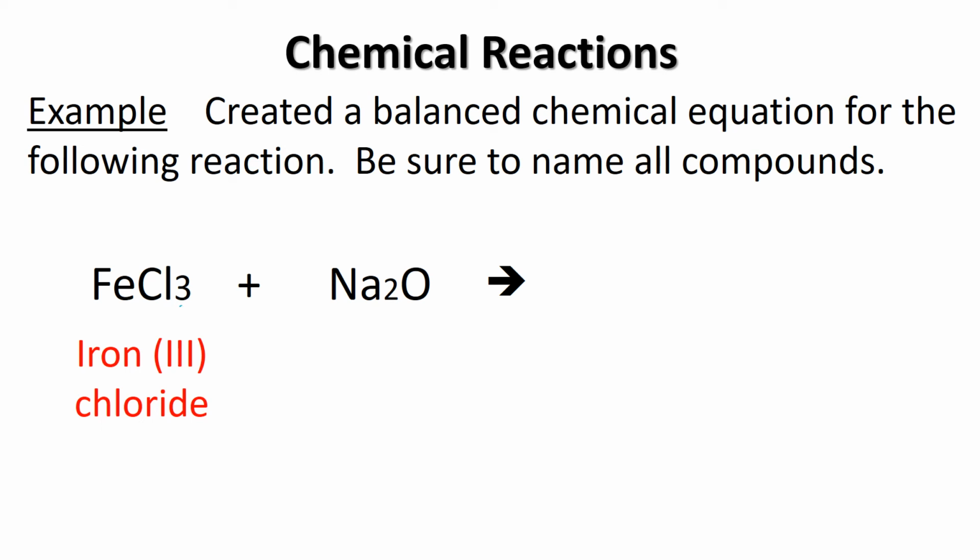How do we know it's 3? Well, it's like we've uncrossed it. That 3 has come up here. So we're talking about iron 3 chloride. And we've got sodium oxide. How we're going to do this one is we're actually going to switch our names. We're going to create the 2 names of our products to begin with.